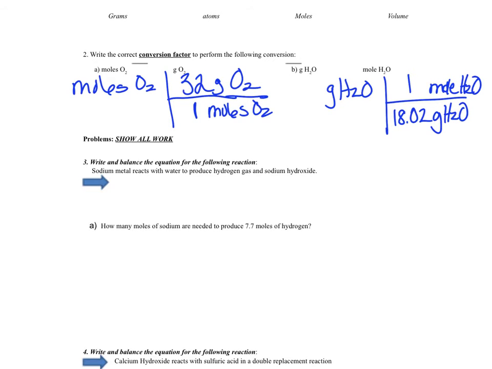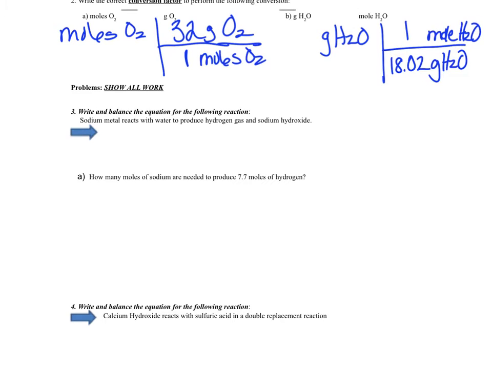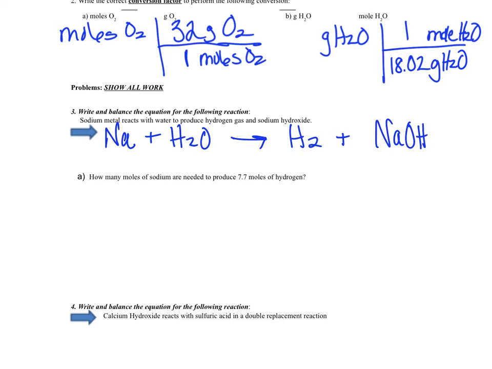Okay, let's go down and do number 3. Sodium metal reacts with water to produce hydrogen gas and sodium hydroxide. So sodium metal is reacting with water to produce hydrogen gas and sodium hydroxide. Now that sodium hydroxide would be one I'd want to check charges on, but my Na is a +1 and my hydroxide OH is a -1, so I just crisscross 1 to 1 there. Balancing, everything is balanced here, so we're good to go.